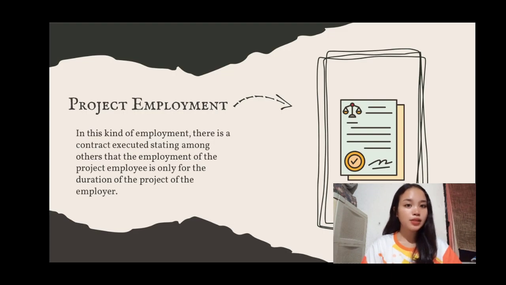Next is project employment. In this kind of employment, there is a contract executed stating, among others, that the employment of the project employee is only for the duration of the projects of the employer. So an example of project employment is when a company hires a software developer on a contract basis specifically for the duration of a software development project. The contract explicitly states that the employment of the software developer is limited to the duration of that project. Once the project is complete, the employment relationship ends unless a new project requires their service and a new contract is negotiated.